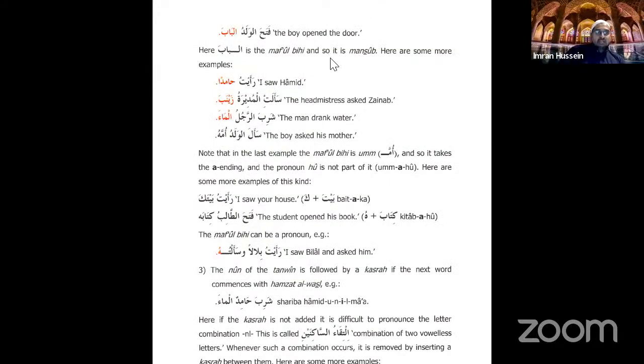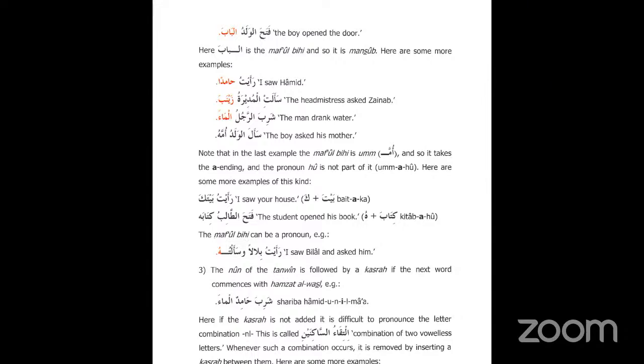Let's go here. Let's do it, inshallah. We'll improve our understanding. Let's read this now. Fataha. Bismillah. Fatahal waladul bab. The boy opened the door. Here, al bab is the maf'ul bihi, and so it is mansub.